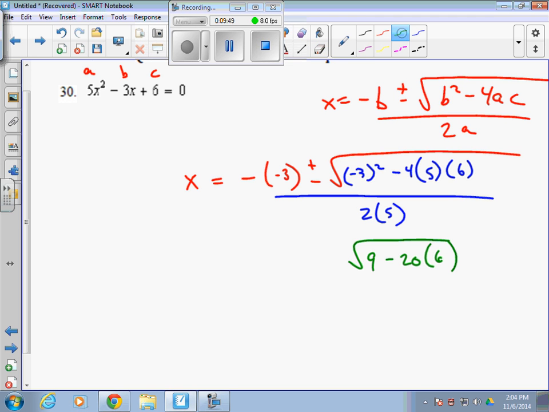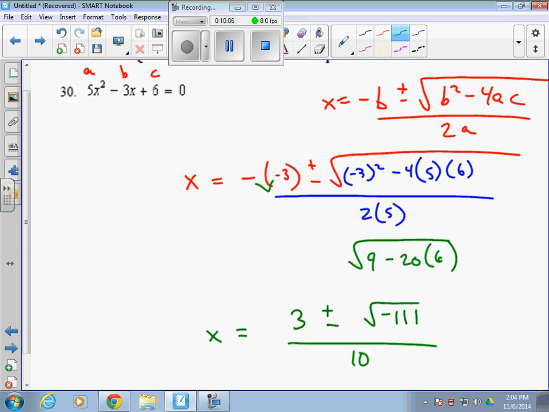And as bad as that looks, it actually makes easier work for us. A negative square root of 111. So we have minus a negative, which means positive 3, plus or minus the square root of negative 111 over 2 times 5, which is 10. So this is what x is.